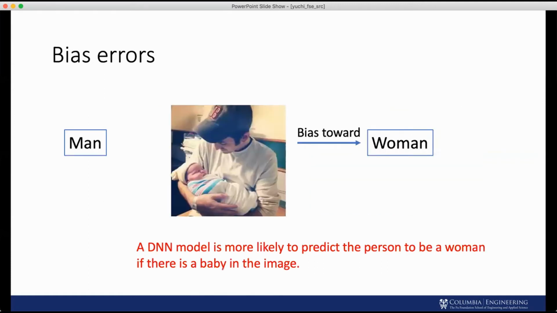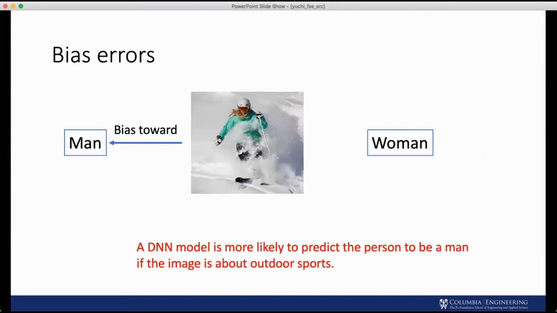In this example, because there is a baby in the image, a DNN model will be biased toward woman over man and predict this person holding the baby to be a woman. This may be because in training data, women and babies appear more in the same image than men and babies. Similarly, a DNN model will be biased toward man over woman in this outdoor sports image. This may be because in training data, man and sports appear more frequently together than women and sports. Gender bias is an important problem in software engineering.